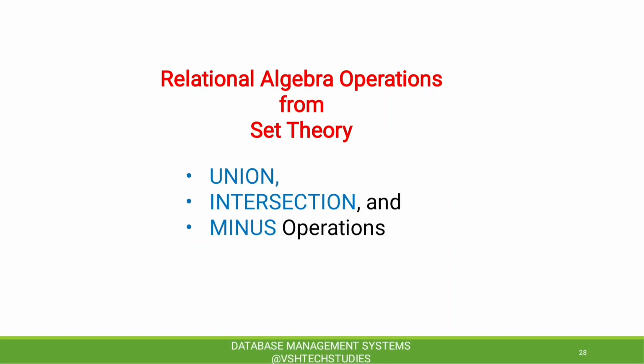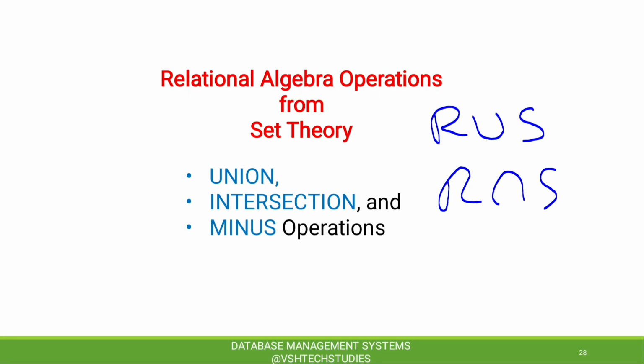In today's session, we shall see three relational algebra operations from set theory in DBMS, that is union, intersection and minus operations. If we take two relations R and S, what is R union S, what is R intersection S, and what is R minus S? U is the symbol for union, inverted U is the symbol for intersection, and this minus symbol is the symbol for minus or set difference. We'll see with an example next.